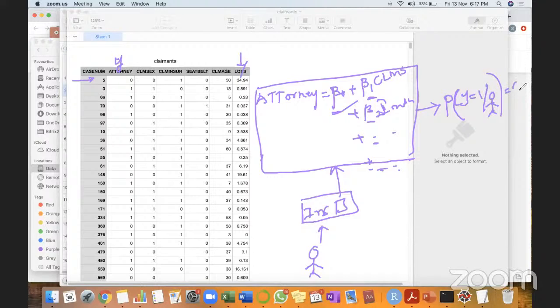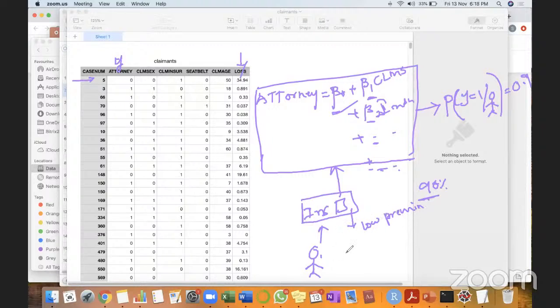The probability value, let's say for example, 0.9. That means there is a 90% probability that this customer is not going to be represented by an attorney. That means this person would not hire an attorney with a 90% probability. So in this case, as an insurance company, I would sell a low premium. That means the customer need not pay a high amount for the insurance, right? So this person can get the low premium rates. That is good for the customer.